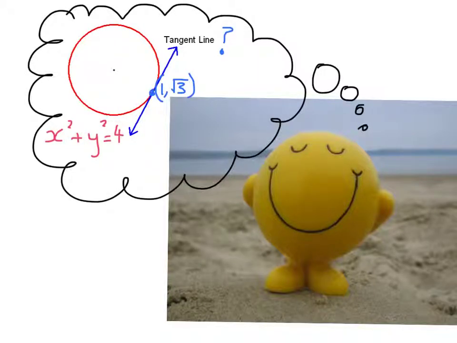Oh, look at Mr. Happy. He's so happy. He's remembering C2 and when maths was easy. And the hardest question you got was, what's the equation of the tangent to the circle?